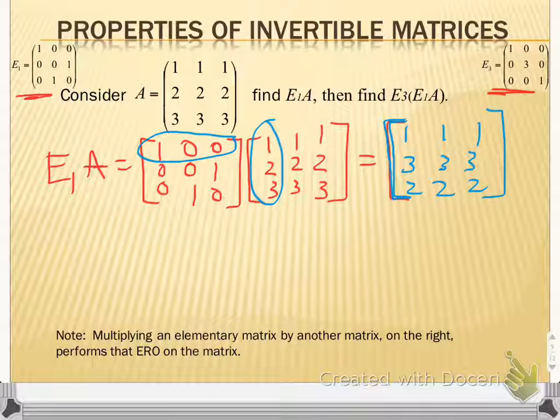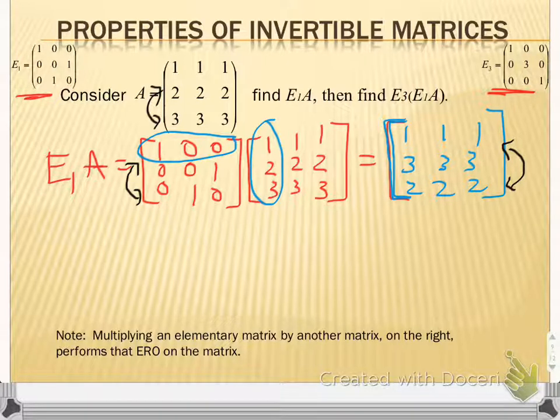Something very cool is going on here. Notice that what we did was actually switch row 2 and row 3, and that's what happened to our elementary matrix. So multiplying an elementary matrix by another matrix performs that elementary row operation on the matrix as your result. You see that? Because that's what happened in our final matrix. Row 2 and row 3 were switched. Isn't that cool? I just think that's really cool.